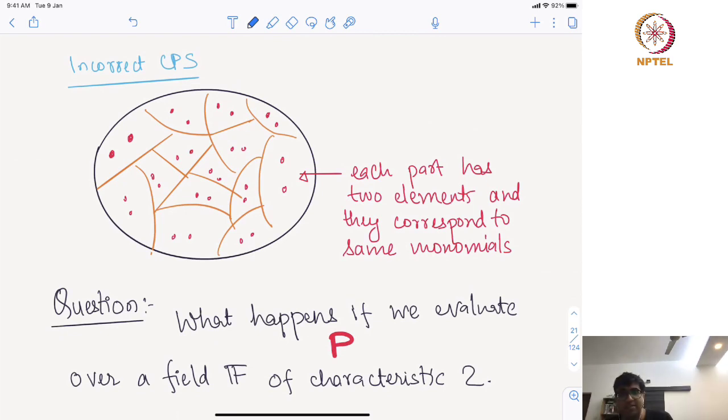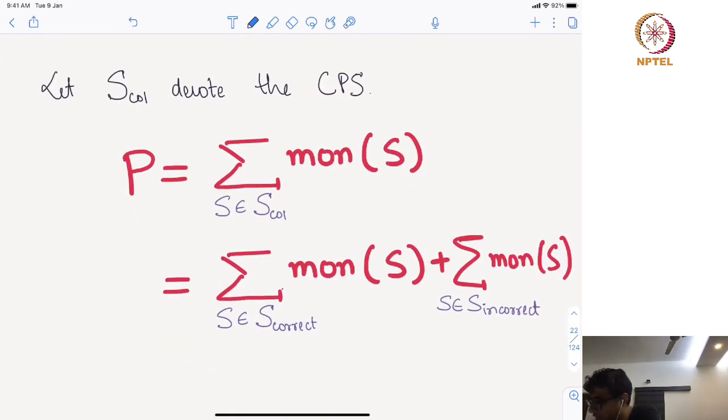So if you evaluate this P over a field F of characteristic 2, then because of the coefficient 2, what is going to happen? Look, x1 to xn, you will fix these numbers, so you choose a1 to an. Now they are the same monomial, so as a number they will be the same, but counted 2 times. So over a field of characteristic 2, all this will evaluate to 0, right?